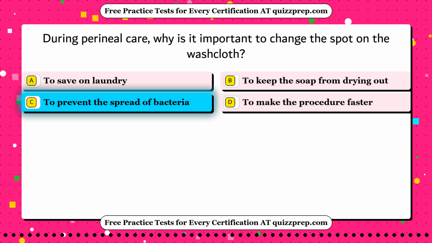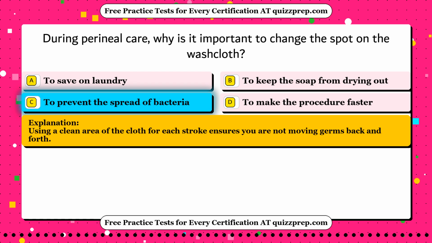The correct answer is option C, to prevent the spread of bacteria. Using a clean area of the cloth for each stroke ensures you are not moving germs back and forth.